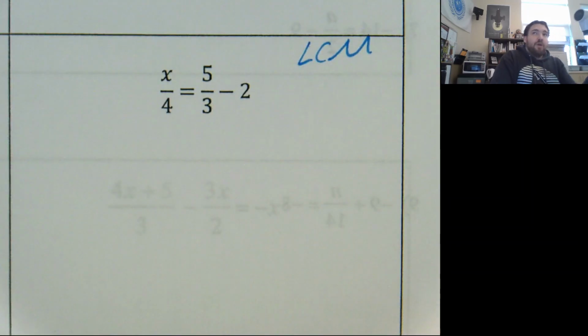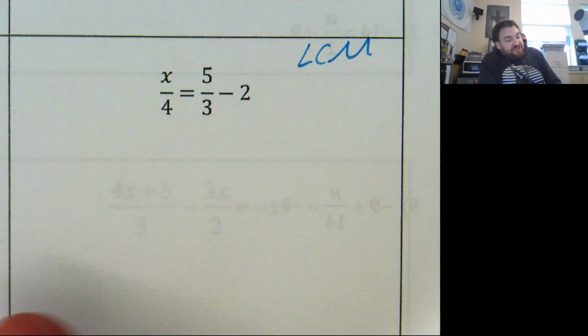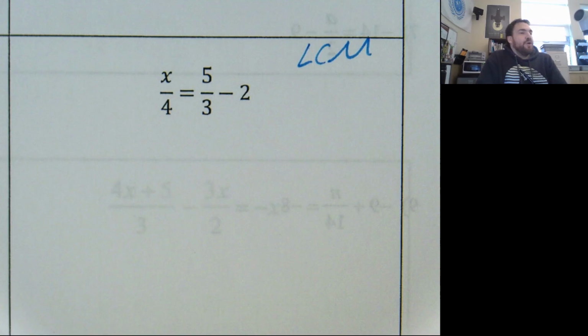Okay, let's take a look at this one. We've got 2 fractions here. I've got over 4 and over 3. What is the lowest common multiple of those denominators?